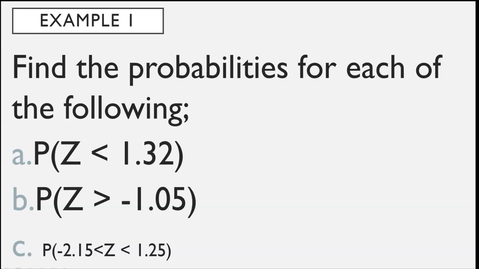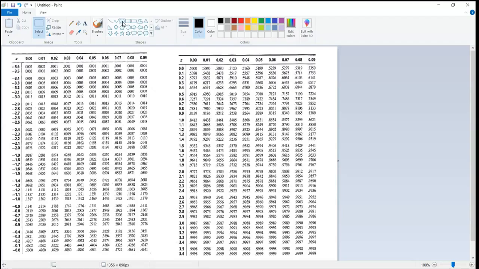Letter A. Notice that in the notation, we have the symbol lesser than. So this means that we're going to find the probability at the left of our z-score 1.32. Now remember the rules in finding the area at the left of your z-score. The rule is when you find the area, you will keep the area as is. First, let's find the area associated with our z-score 1.32.